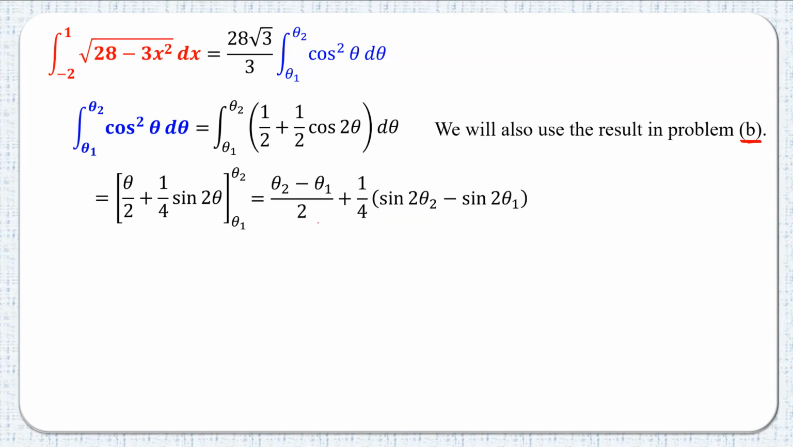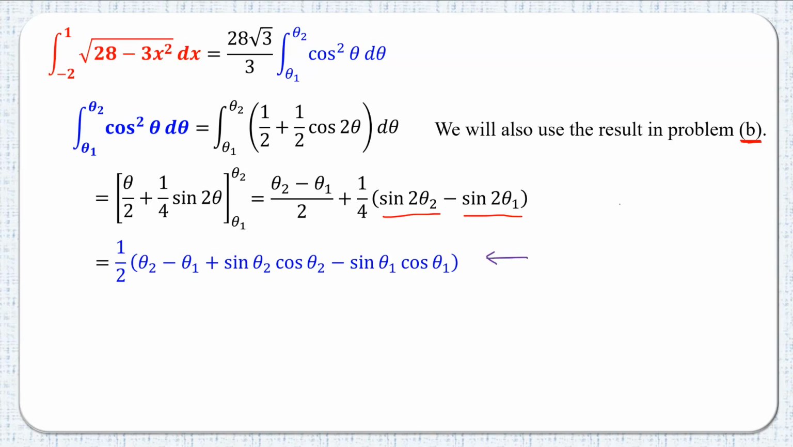So we obtain theta 2 minus theta 1 divided by 2 plus 1/4 times sine 2 theta 2 minus sine 2 theta 1. In order to actually calculate the sine part, we need to apply the sine double angle formula and convert this into 1/2 times theta 2 minus theta 1 plus sine theta 2 cosine theta 2 minus sine theta 1 cosine theta 1. Again, this result will also be used in the next problem.